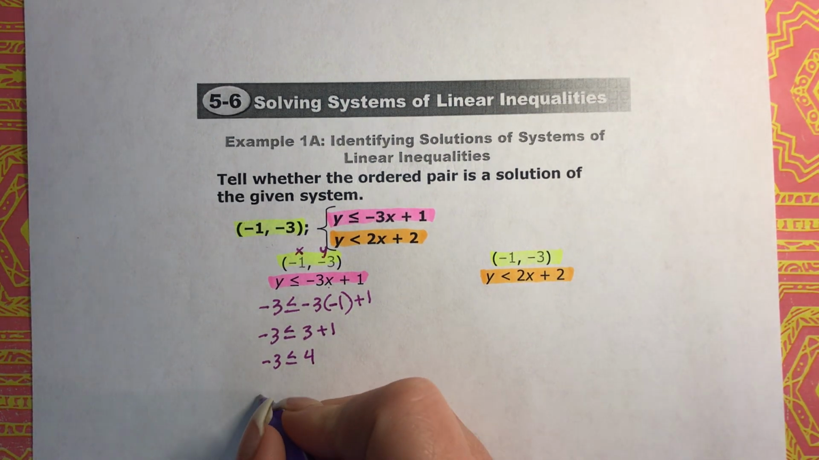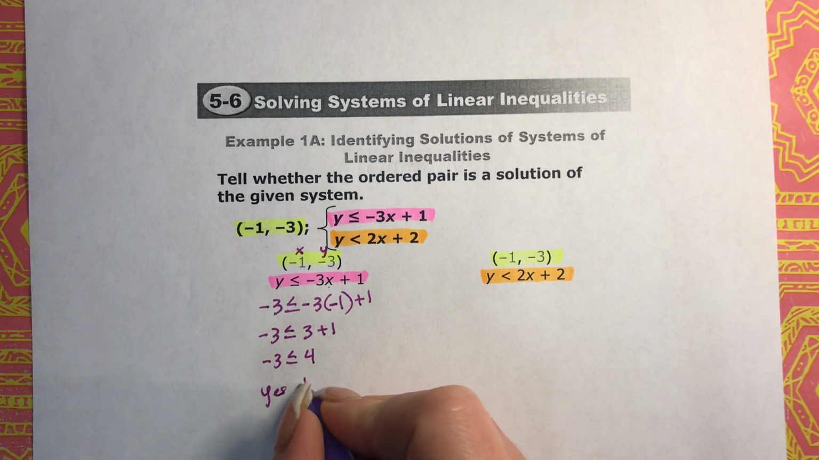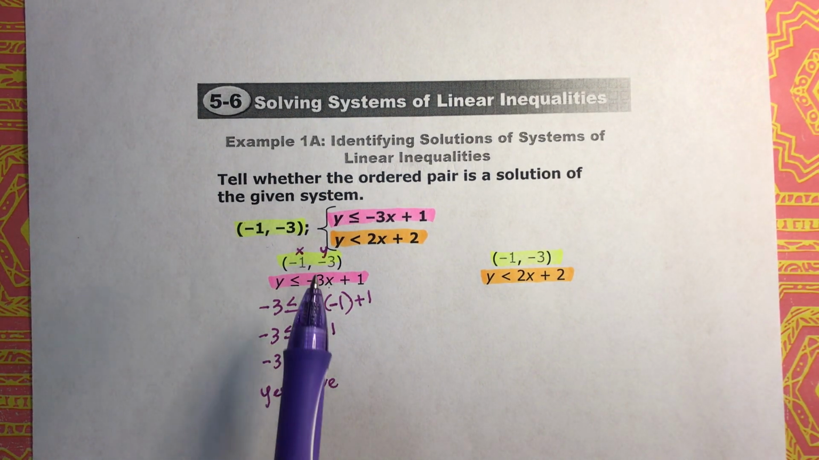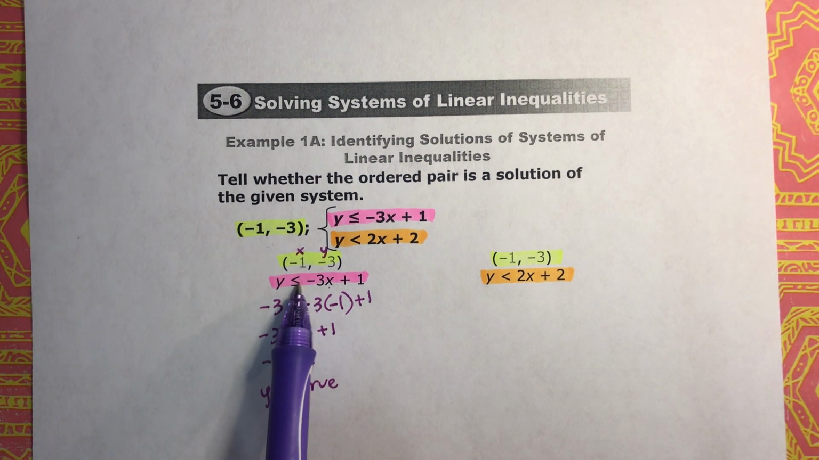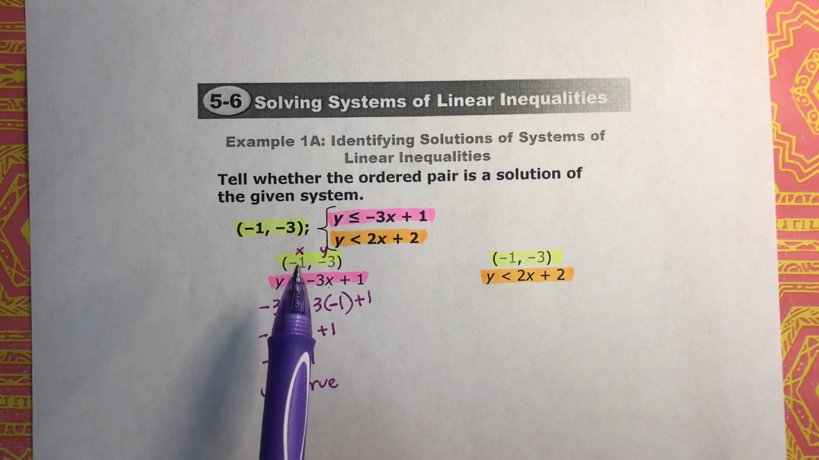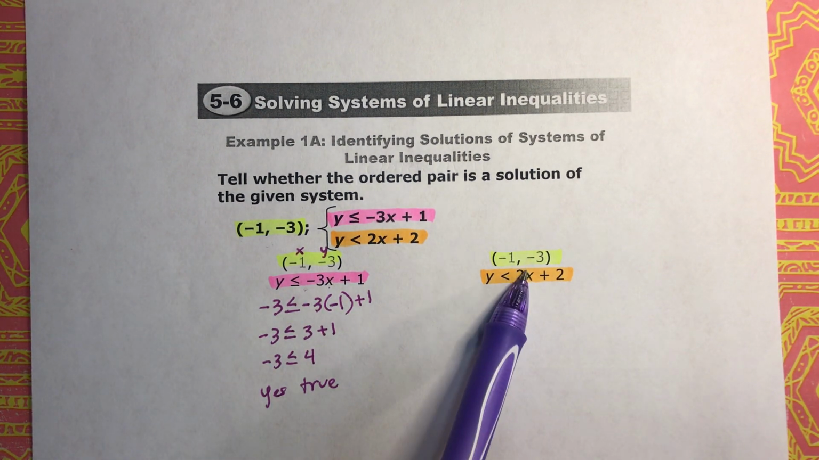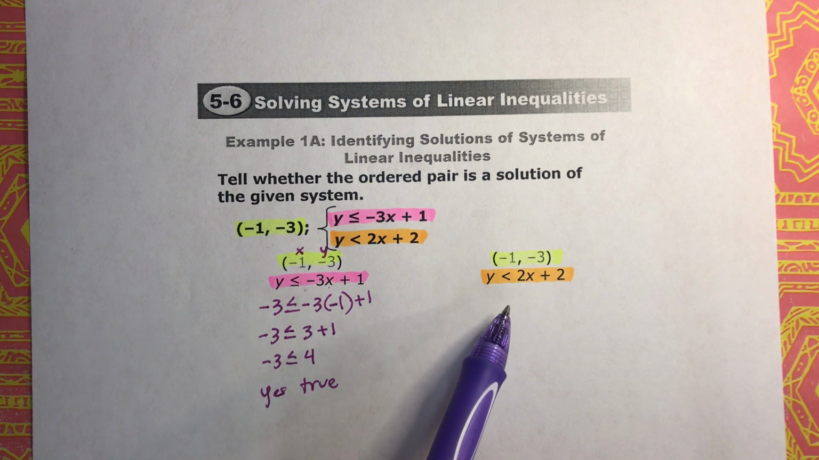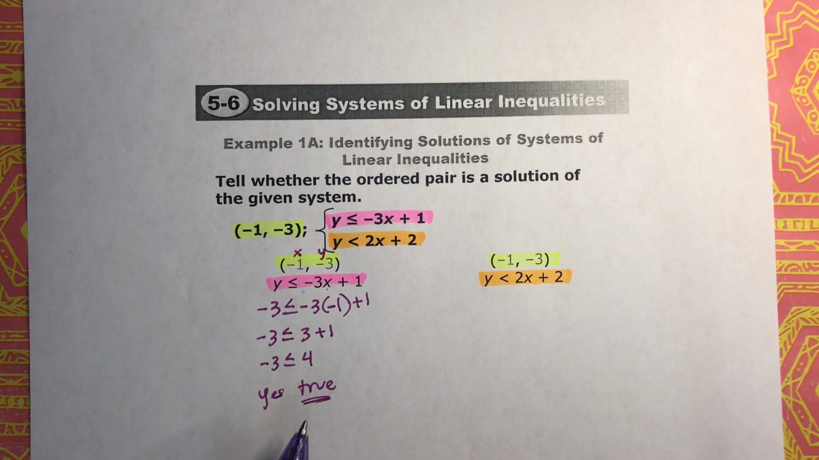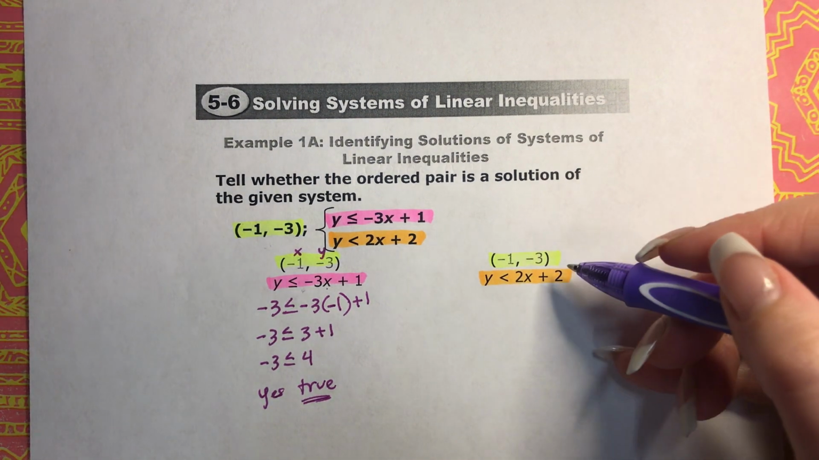And the answer is yes, it is. This is a true statement. You have to say what this means. When you say true, this means yes, this ordered pair is a solution to this inequality, okay? But for it to be a solution to the system, it has to be a solution here, and it also has to be a solution over here. So we have to check this one as well. So this is a true statement. You can't just say true. You have to actually answer the question, all right?